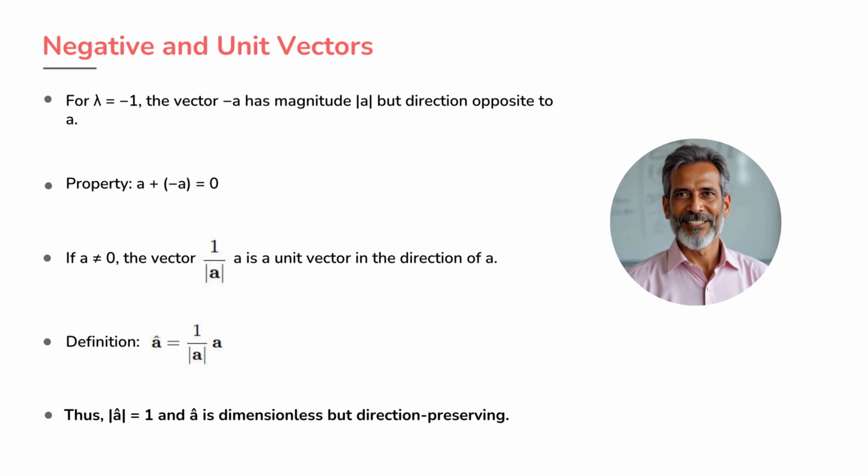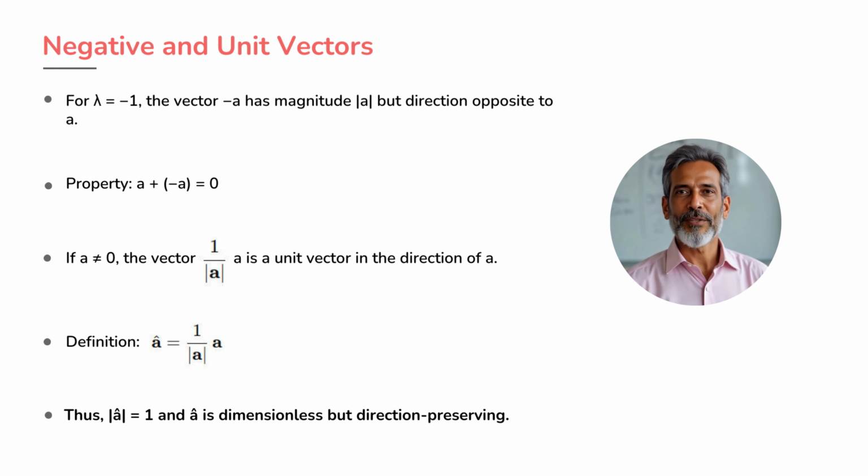Pretty neat, right? Okay, let's take this idea a step further. What happens when lambda equals -1? Well, that's the mirror image vector. The same size but exactly opposite direction. In symbols, we write A plus bracket minus A bracket equals 0. Yup, just like moving forward 5 steps and then walking back 5, you end up where you started.